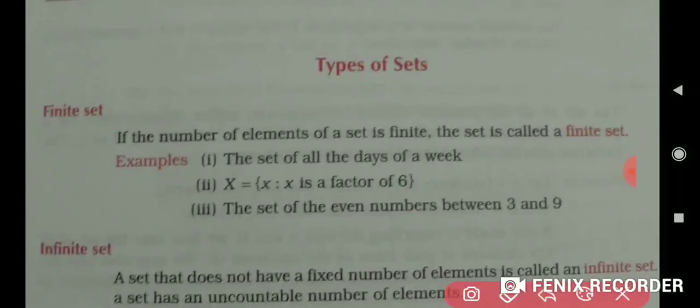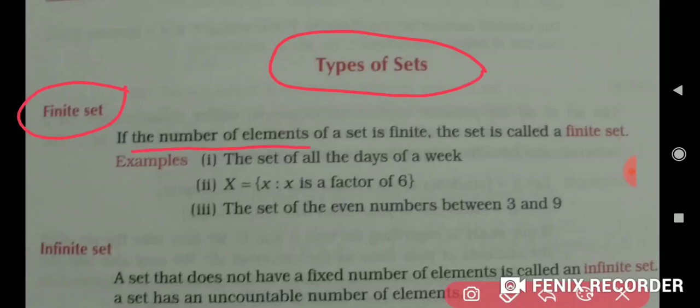Today we will understand about the types of sets. First is finite set. What is finite set? If the number of elements of a set is finite, the set is called finite set. Finite set means the set which is countable is known as finite set.